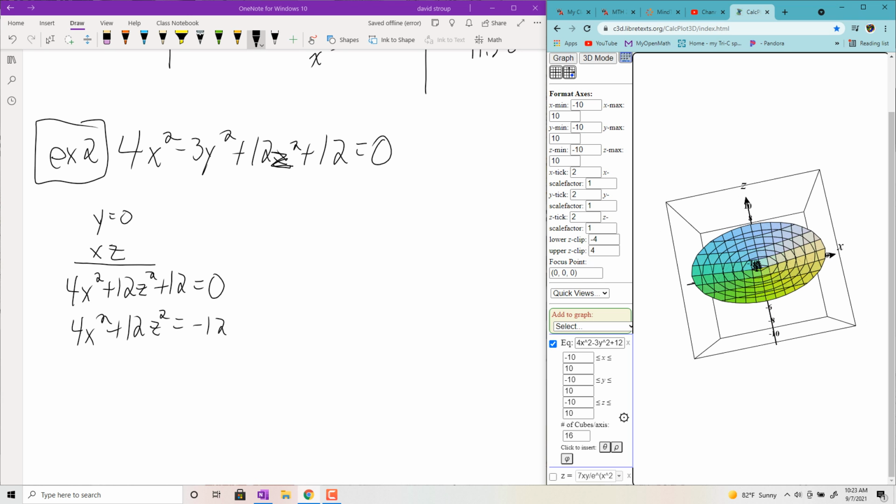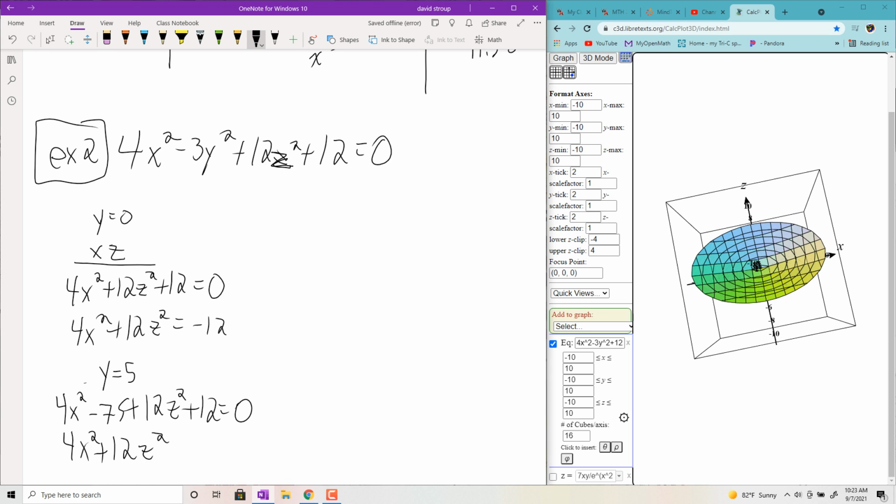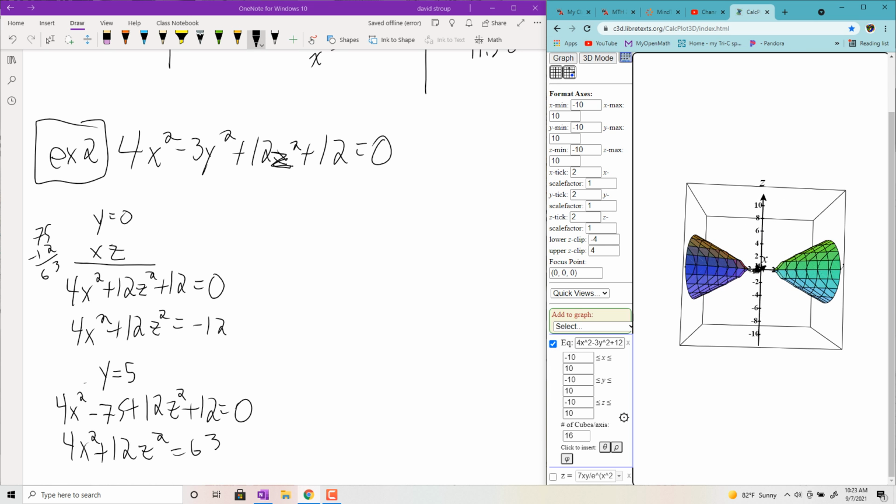That would be the sort of center. But if you pushed out and started looking at planes like y equals 3 or y equals 5, so let's try y equals 5. In that case, you would get 4x squared minus 3 times 25, which is 75, plus 12z squared plus 12 equals 0. So you get 4x squared plus 12z squared equals 75 minus 12, which is 63. That's definitely the equation of an ellipse, and that's what you're seeing when you look head on. When y is 0, you have nothing. There's no x and z that I can square and add together to give me a negative number, so there's nothing right there.